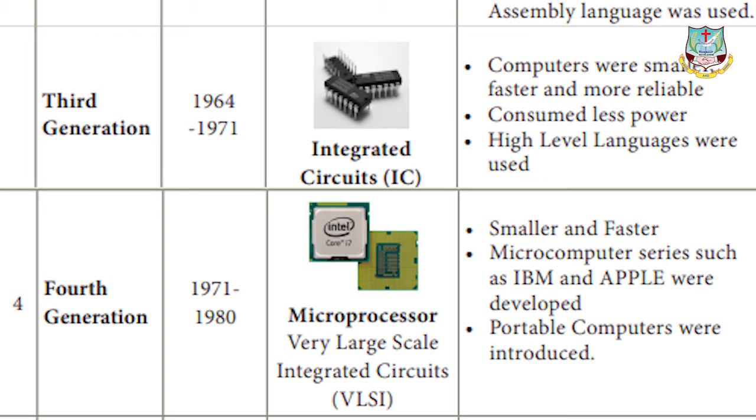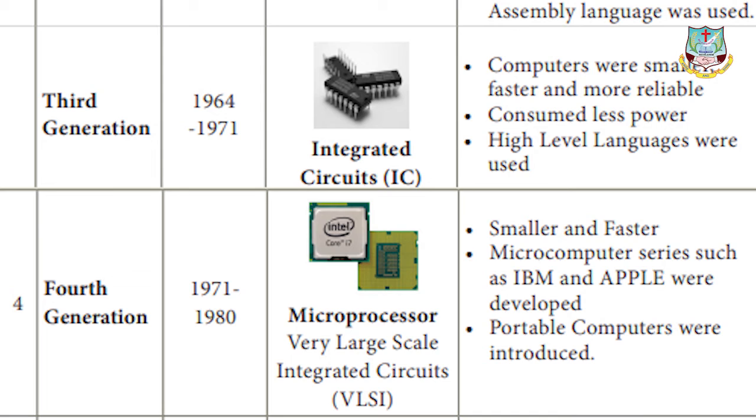This microprocessor was launched in this fourth generation, that is in 1971 to 1980. This microprocessor is the VLSI, that is very large scale integrated circuit. In third generation we used integrated circuits. Here very large scale integrated circuits are used in fourth generation, from 1971 to 1980.